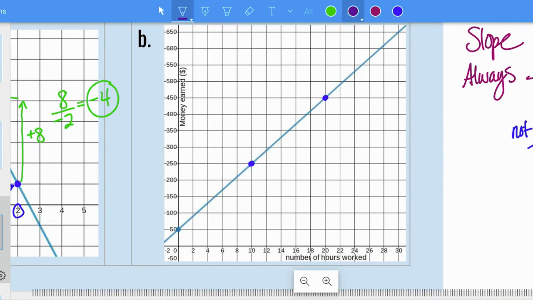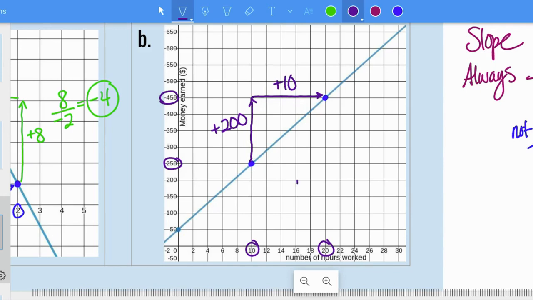So in this case, I'm going to go straight up from this point, from $250 up to $450. So don't count boxes. It's not 1, 2, 3, 4 up, right? It's an increase from $250 to $450, or an increase of $200. And then we're going to go straight across, horizontal change from 10 hours to 20 hours. So this is an increase of 10 hours.